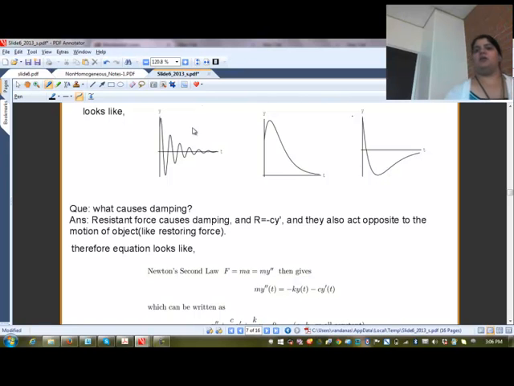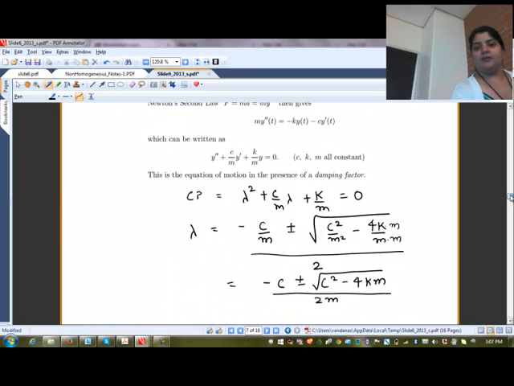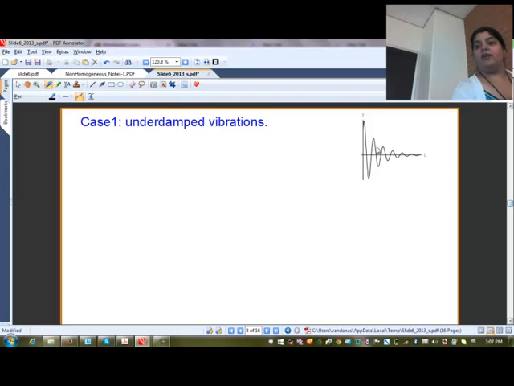Roots can be distinct and real, roots can be complex, or roots can be repeated, for a second degree polynomial, right? Okay, so let's see, when is it underdamped? Well, we call it underdamped when we have this kind of situation, and as you can see here, lambda is minus c plus minus square root of c square minus 4km divided by 2m.